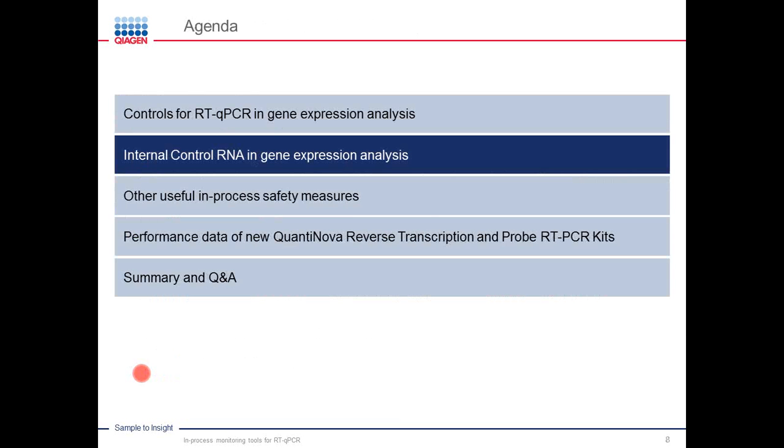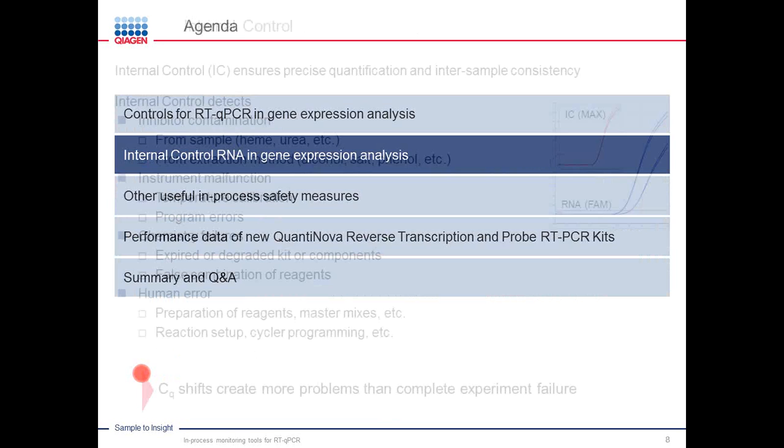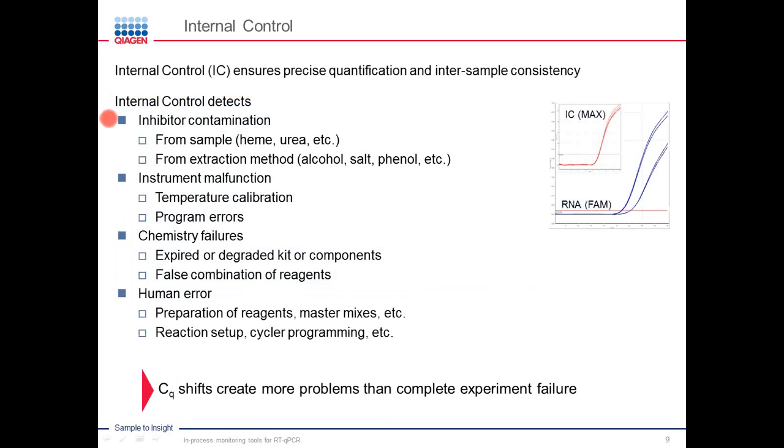So let's look a little bit more specific into the internal control, which I already mentioned. It is made to detect contamination by inhibitors in our typically RNA or DNA. So what the internal control overall does, it really ensures that our quantification results are precise and consistent, but it also ensures or shows that the results from sample to sample or from day to day are consistent.